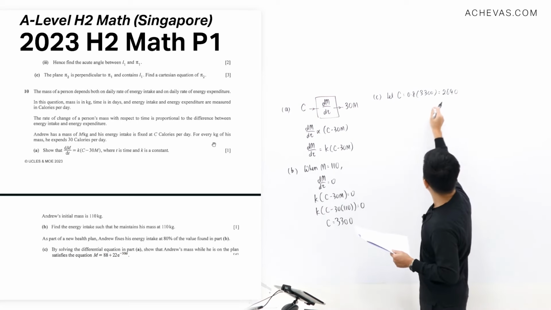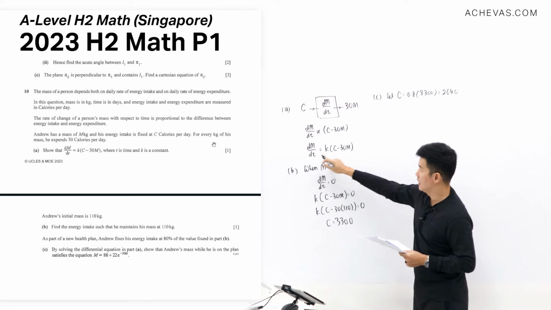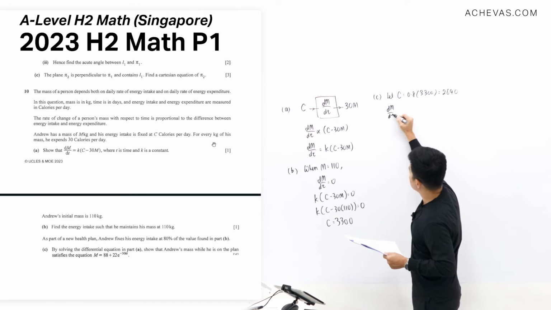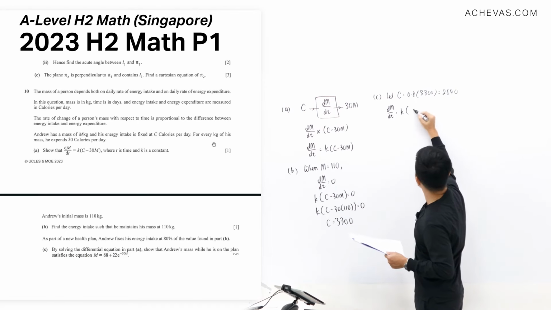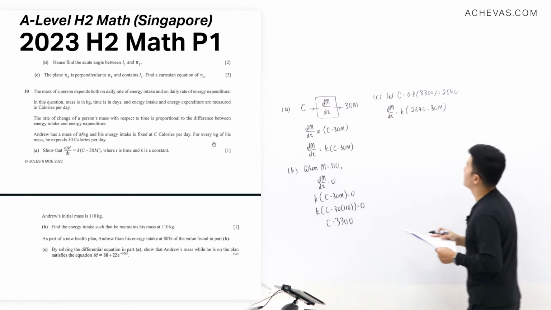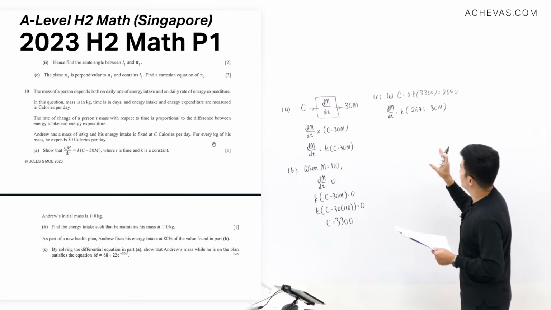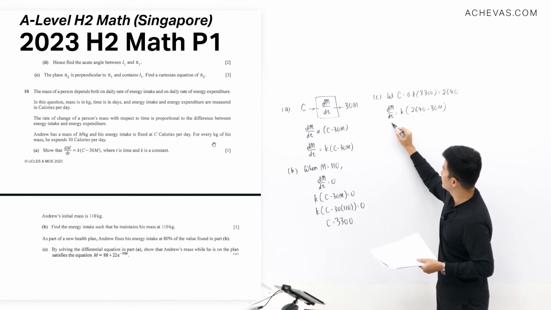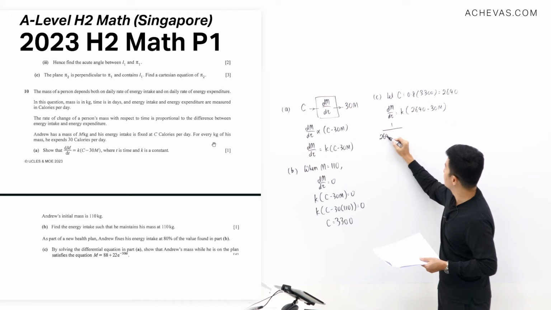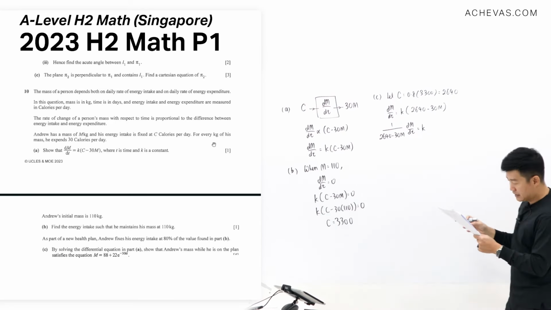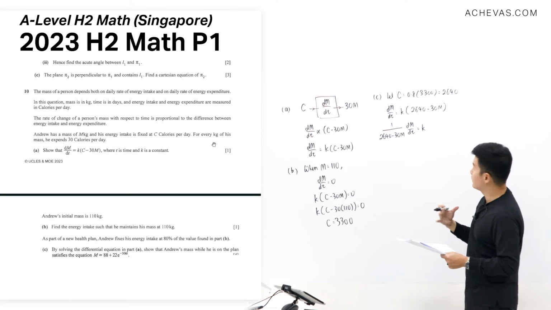So we are going to substitute C into here, and let's try to solve this differential equation. Okay, so dm/dt is going to be k times C, which is 2640 minus 30m. And to solve this differential equation, I recognize this as a variable separable format. So I'm going to divide this across to the other side, giving me 1 over 2640 minus 30m dm/dt. This is equal to k.